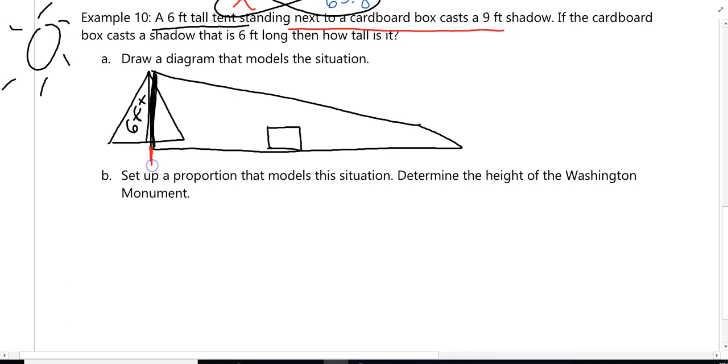So from here to here is 9 feet. Then it tells me if my cardboard box casts a 6-foot shadow, how tall is my box? So from my box, from here to here is 6 feet. I need to figure out how tall my box is.